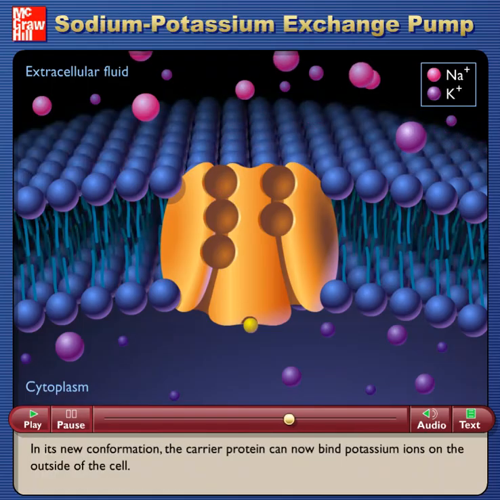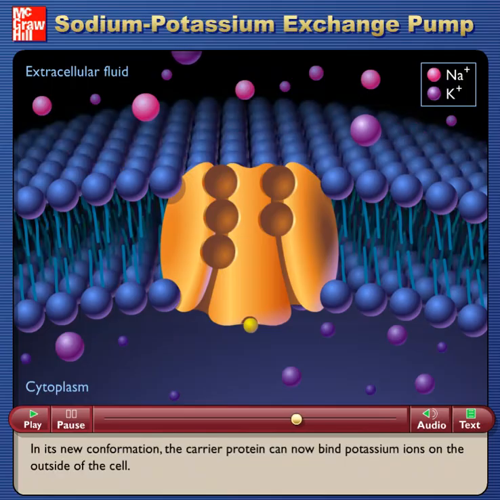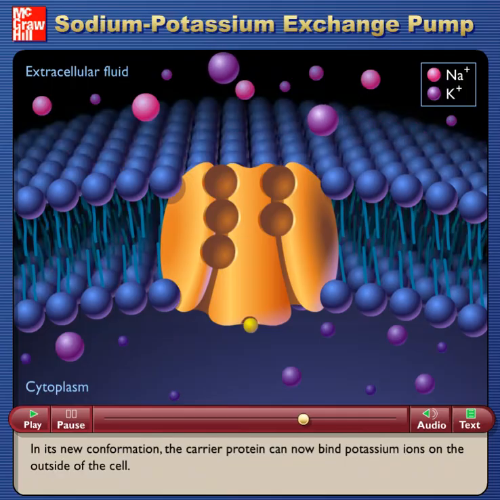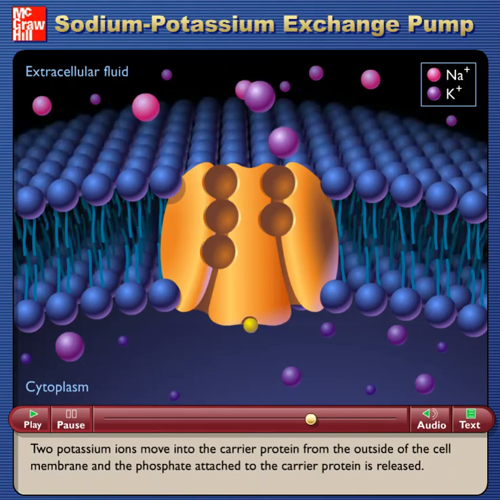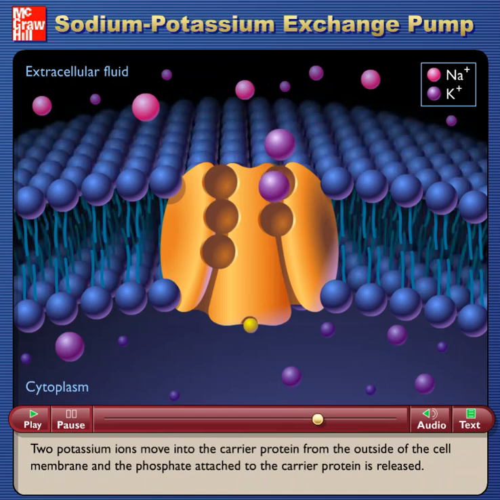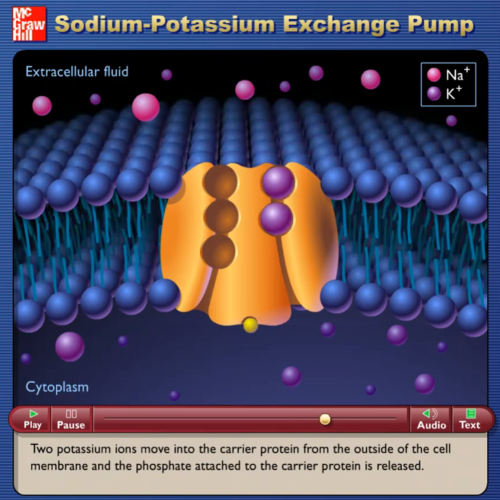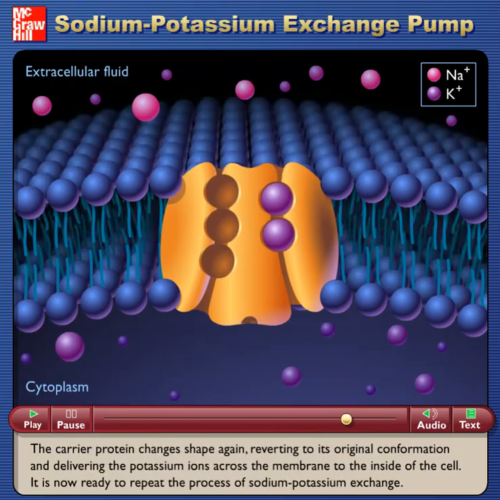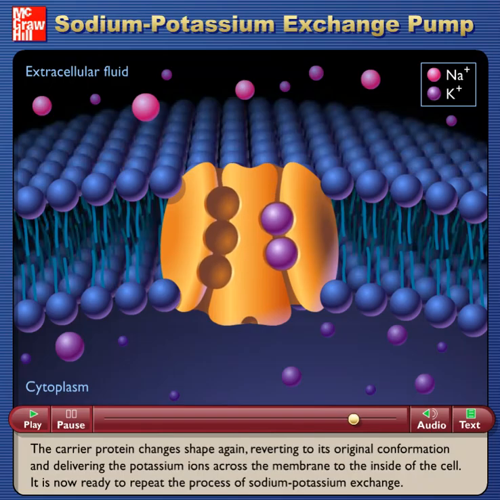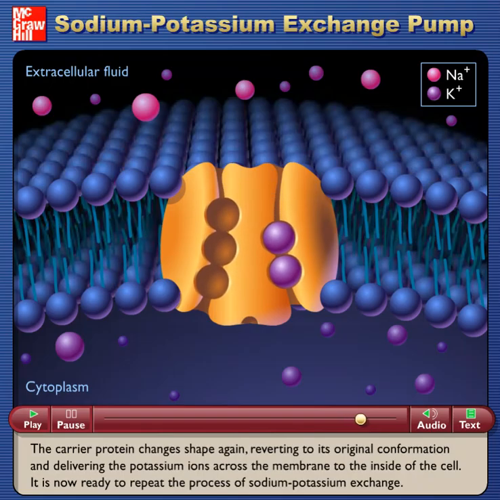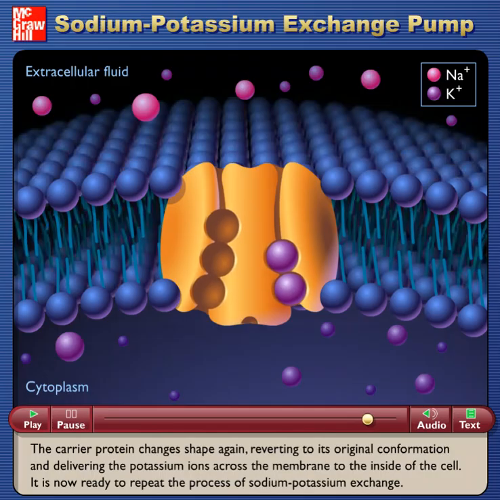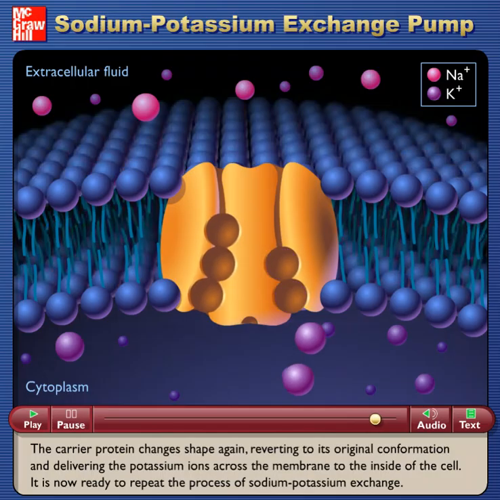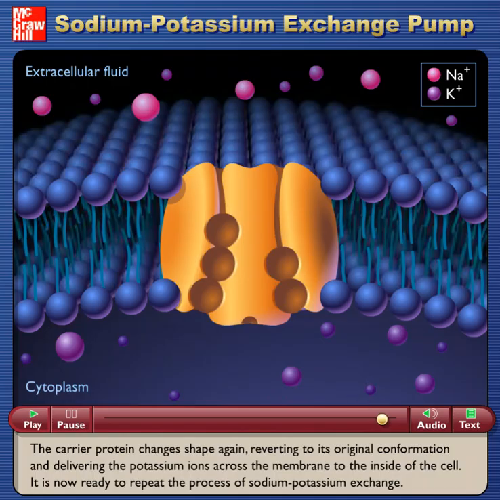In its new conformation, the carrier protein can now bind potassium ions on the outside of the cell. 2 potassium ions move into the carrier protein from the outside of the cell membrane, and the phosphate attached to the carrier protein is released. The carrier protein changes shape again, reverting to its original conformation, and delivering the potassium ions across the membrane to the inside of the cell. It is now ready to repeat the process of sodium-potassium exchange.